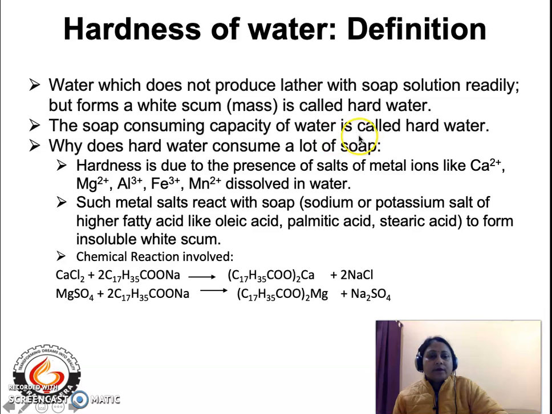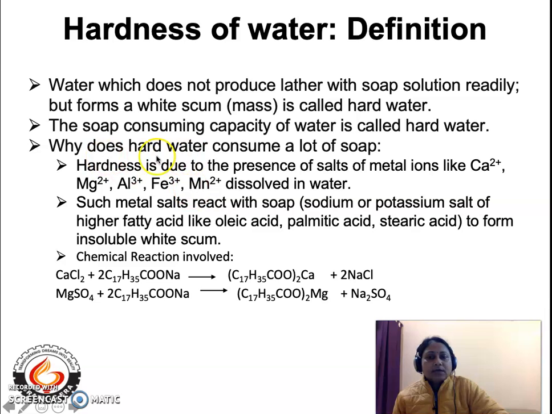So, that means if the soap consuming capacity of water is very high, the hardness is very high. Now why is the hard water consuming a lot of soap? First of all, let me tell you that hardness is because of the presence of salts of metals, the metal ions like the calcium ions, the magnesium ions, the aluminium ions, the ferric ions or the ferrous ions, then the manganese ions. Now if the salts of such ions are dissolved in water, such water will not form lather with soap very readily.